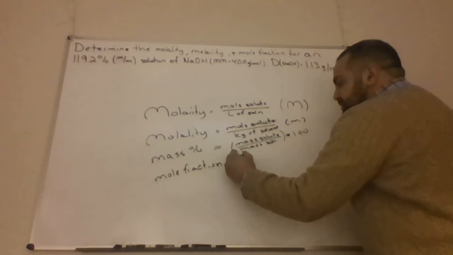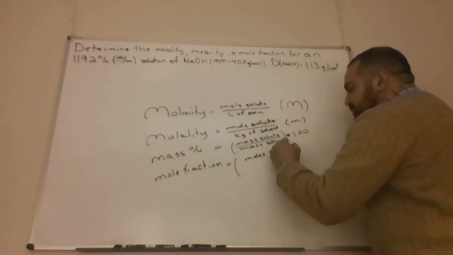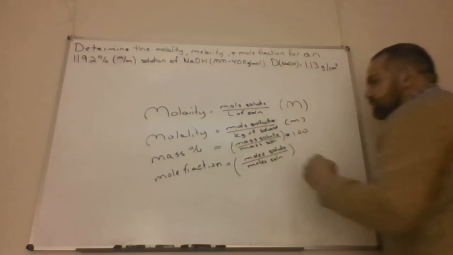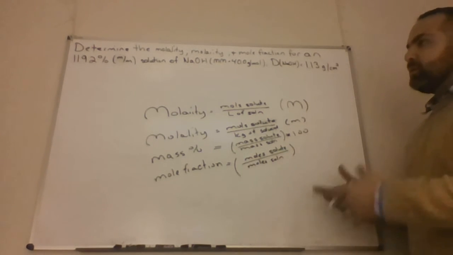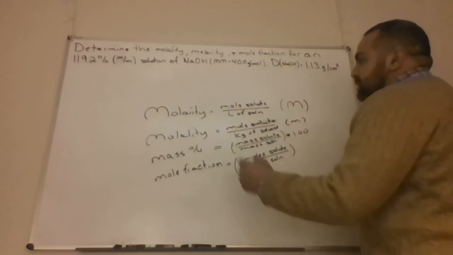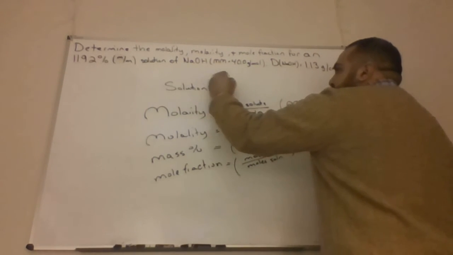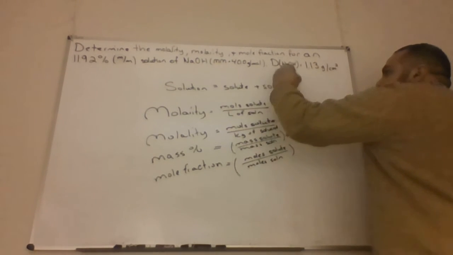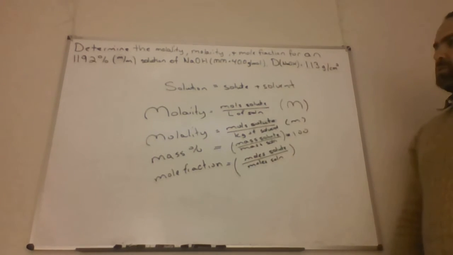Finally, mole fraction is moles of solute over moles of solution. These are the four common units of concentration, and in this chapter we'll learn about converting between the different units like this. Now one thing to remember is that solution equals solute plus solvent. So to get the solution, you need solute plus solvent gives us solution.